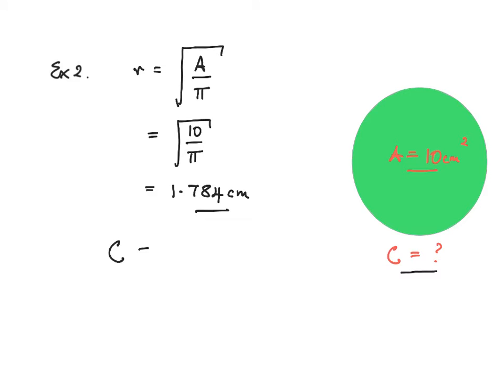Now the circumference, remember the formula for the circumference is 2 pi r. So it's 2 pi times 1.784, and that equals 11.2 centimeters.